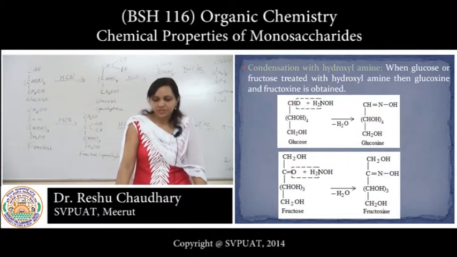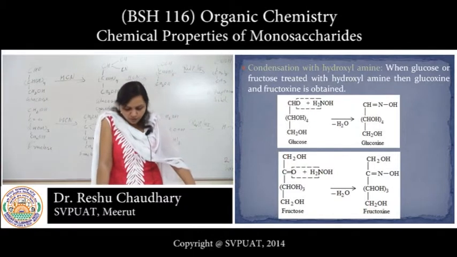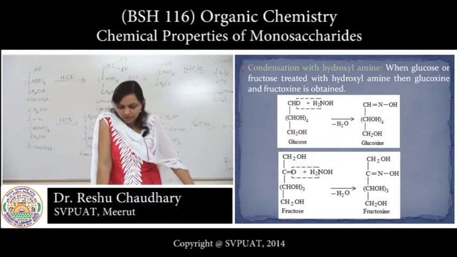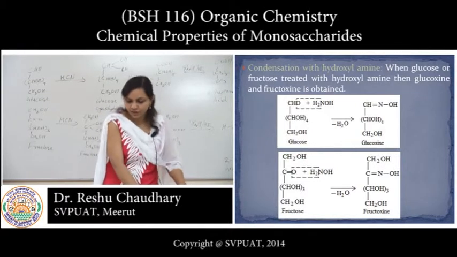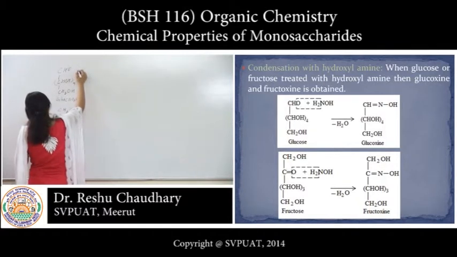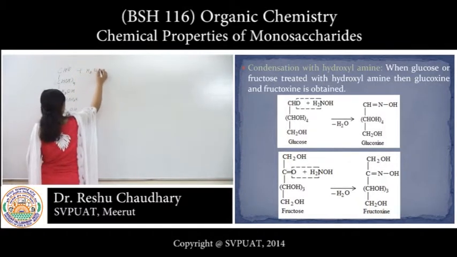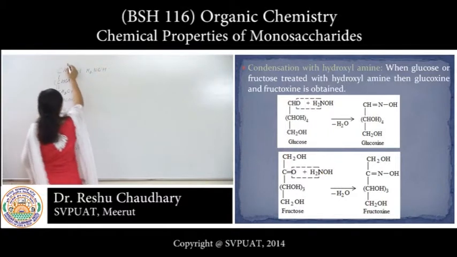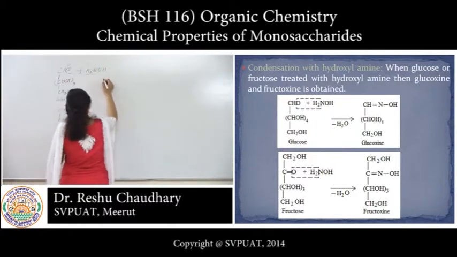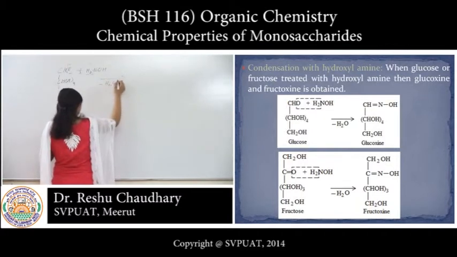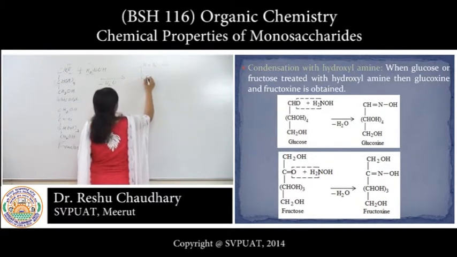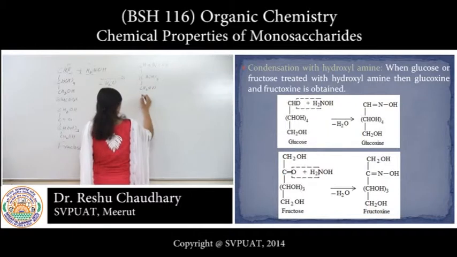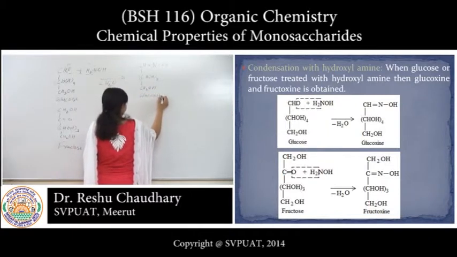Now we will discuss the condensation with hydroxylamine. When glucose or fructose is treated with hydroxylamine, then glucoxime and fructoxime are obtained. When glucose reacts with hydroxylamine, the formula is NH2OH. Then this oxygen and this hydrogen form a water molecule and come out, and then it forms CH double bond NOH. The remaining will be the same, and the name will be glucoxime.